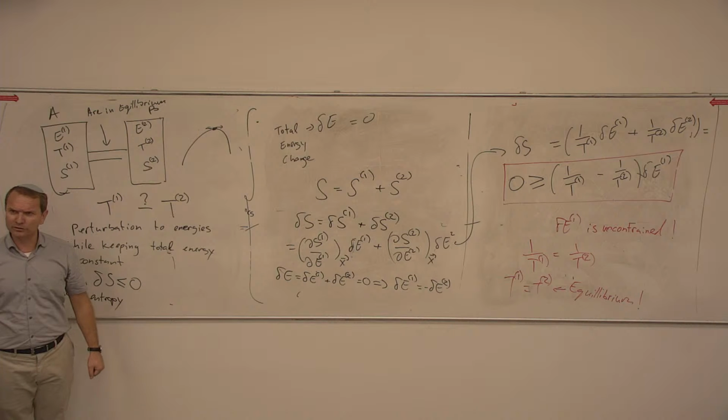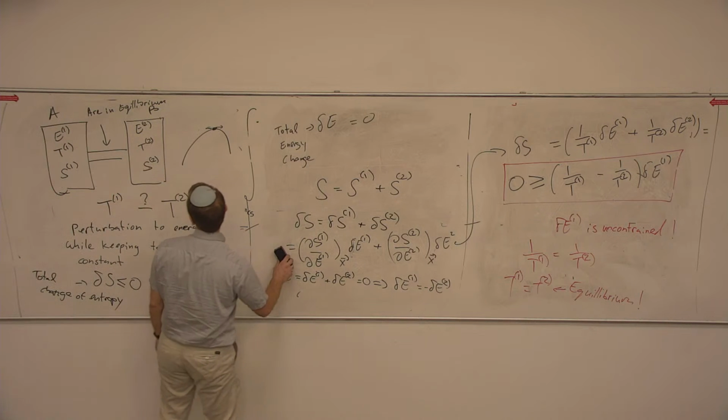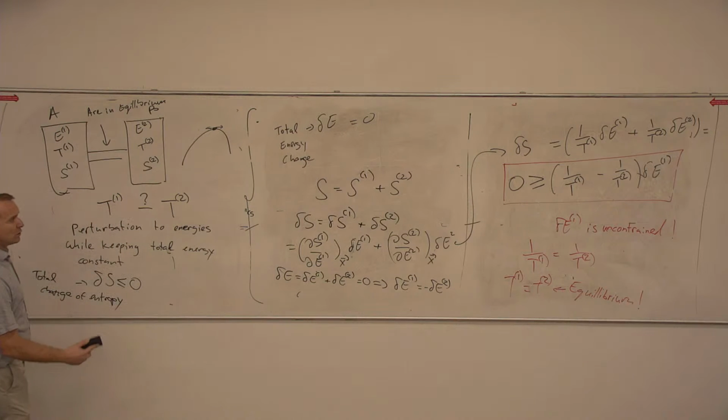This means that 1 over T1 equals 1 over T2. Now, moreover, I can do the same trick. I don't really have a lot of time, but I can do the same trick, and I ask the following question.